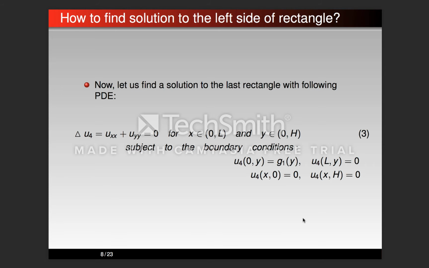So now how to find a solution for the left side of the rectangle? On the left side of the rectangle, the PDE is given by this equation where the Laplacian of u4 equals u_xx plus u_yy equals 0, where x is bounded within 0 to L and y is bounded within 0 to h, subject to boundary conditions where u(0,y) is equal to u1(y) and the other sides have homogeneous boundary conditions equal to 0.